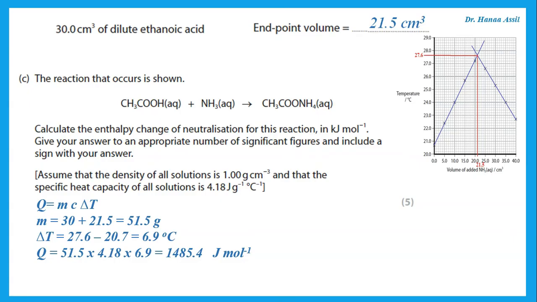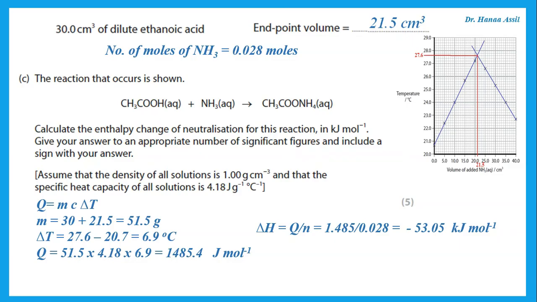Then we need to use that to get the enthalpy change, the delta H. How do we get delta H? Delta H is Q over n. So what was the n? We calculated the n of ammonia as this. So the delta H is Q over that number of moles. That comes out to 53.05. What is the sign? This is in kilojoules. I divided the joules of the Q to get the Q in kilojoules, 1.485, and then divided by the number of moles.